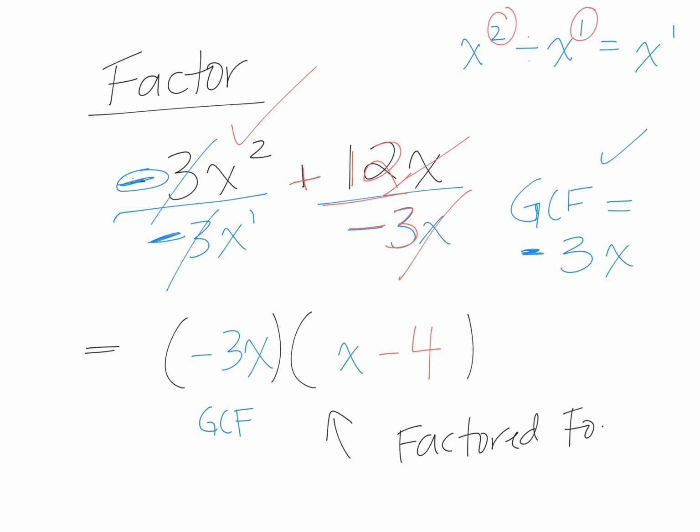Okay, factoring is the opposite of expanding. We're working backwards. Check to make sure it's right. How can we check? Go backwards again. What's negative 3x times x? Negative 3x squared. That's what I had. What's negative 3x times negative 4? Positive 12x. That's what we had. So this is correct.